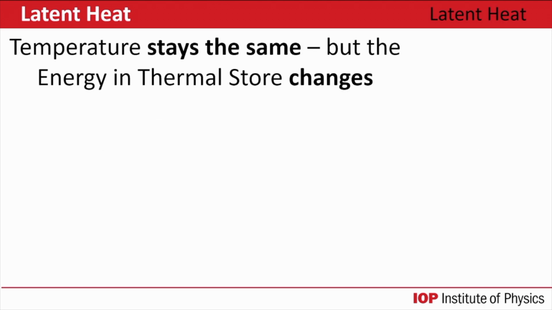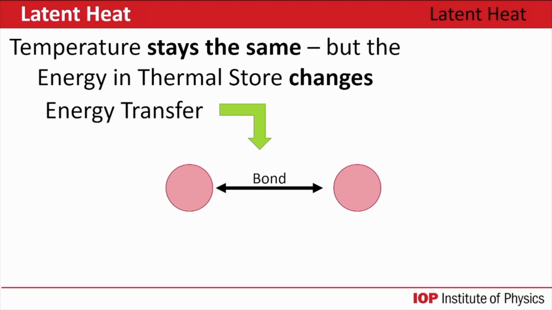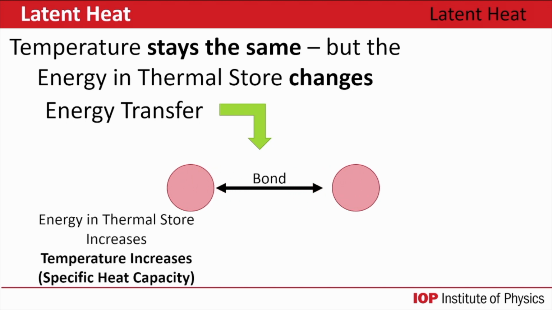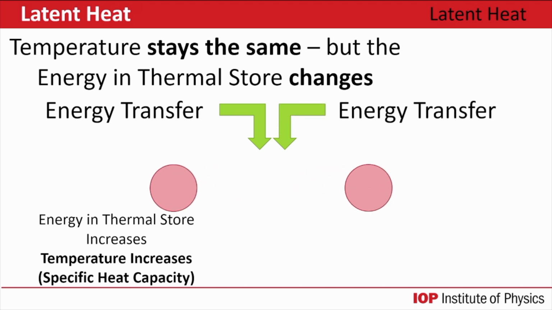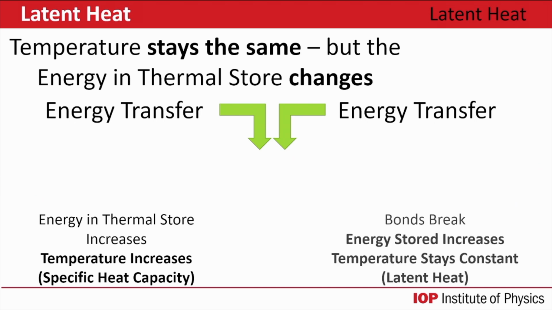So let's have a think about that in more detail. I'm going to represent two particles bonded together in a solid, so they're in a fixed position. Therefore, they will have a vibrational motion about their fixed positions. If I transfer energy to the system, that vibrational motion will increase, and the energy in the thermal store would increase, and therefore the temperature increases. And that's linked with the idea of specific heat capacity. If I transfer energy to the system and it breaks the bond, energy stored in the material is still increased, but the temperature stays constant. And that's the idea of latent heat.